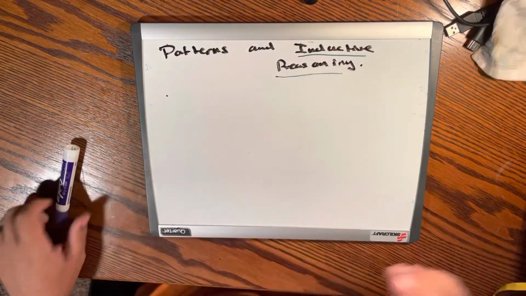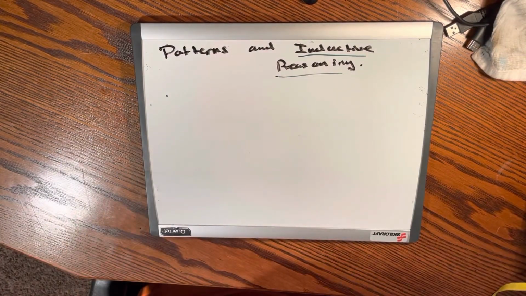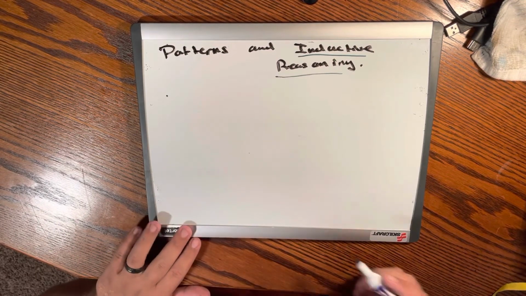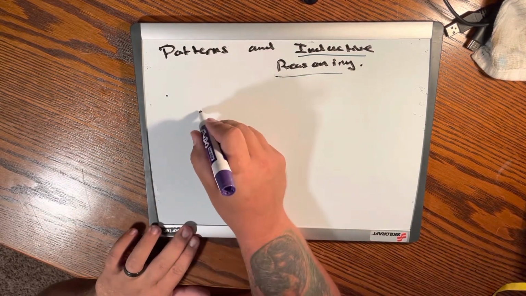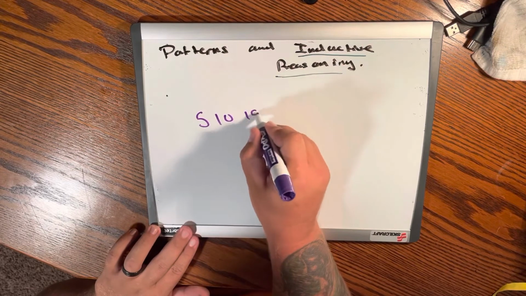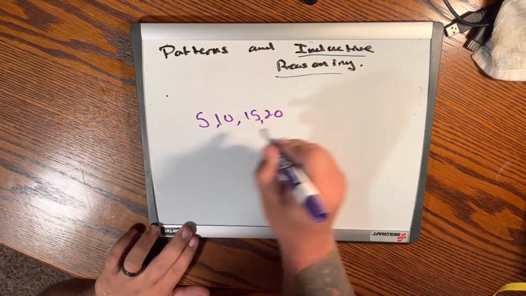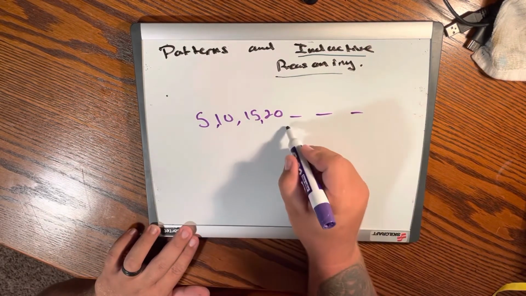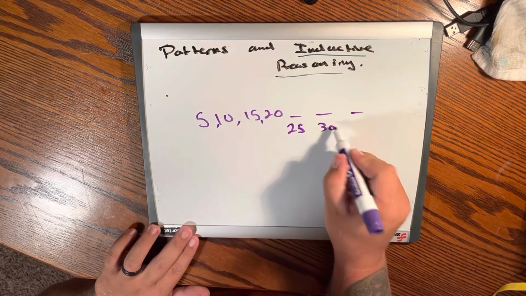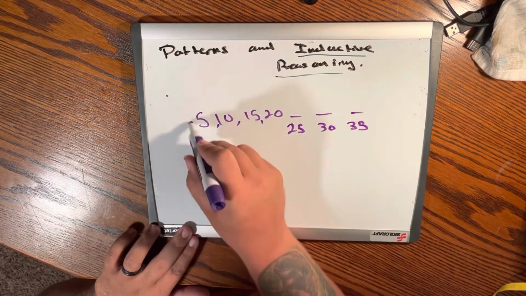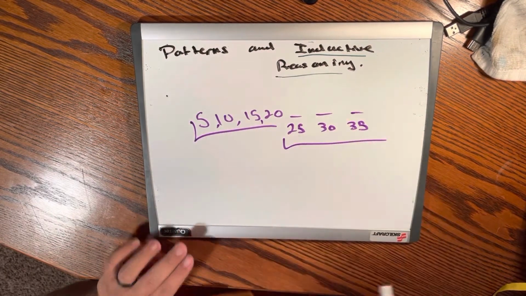If I had a pattern of numbers, let's say it was 5, 10, 15, and 20. What's the next three terms? It's going to be 25, 30, and 35, right? You use the past to decide the future.